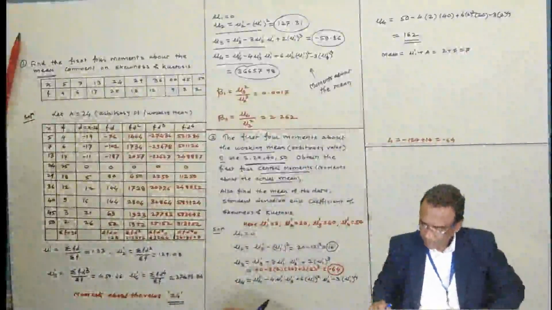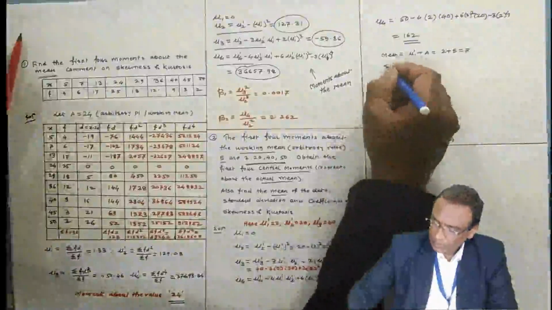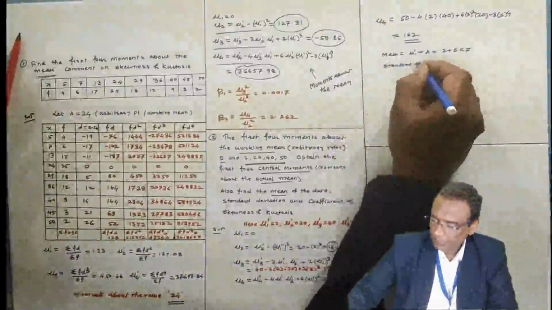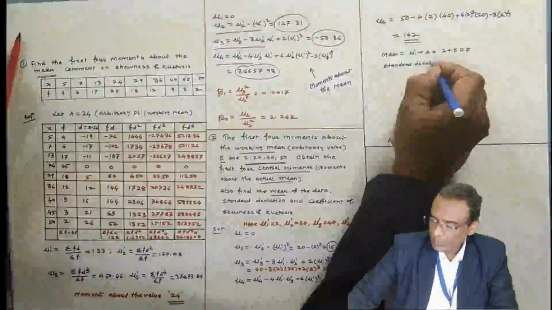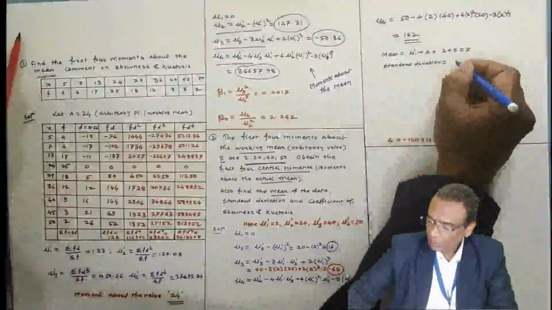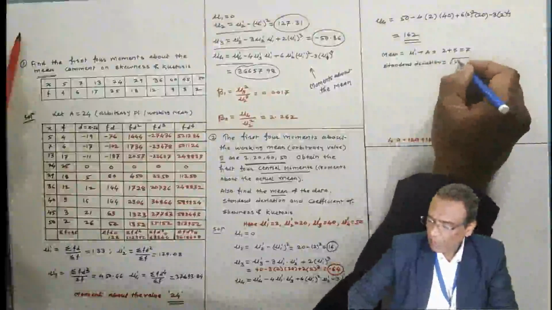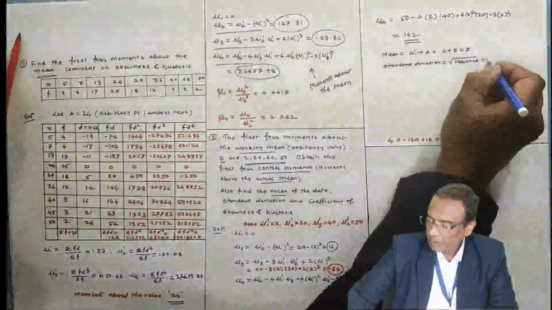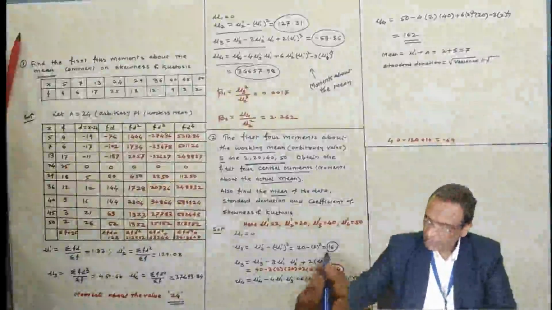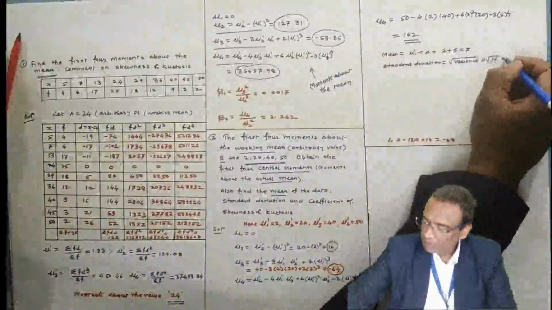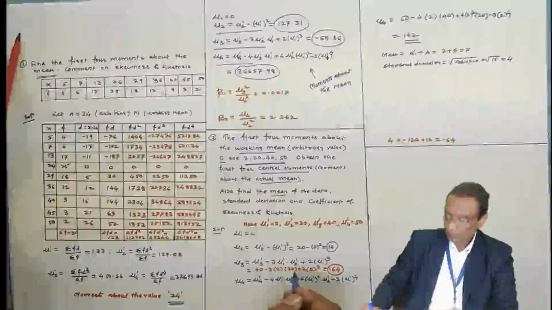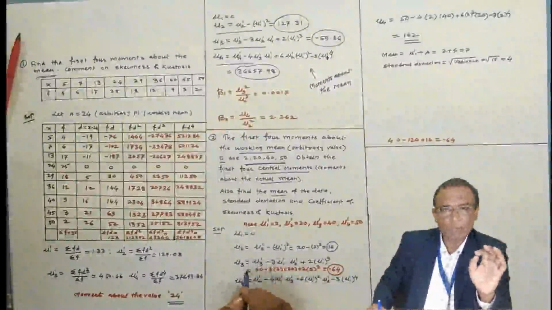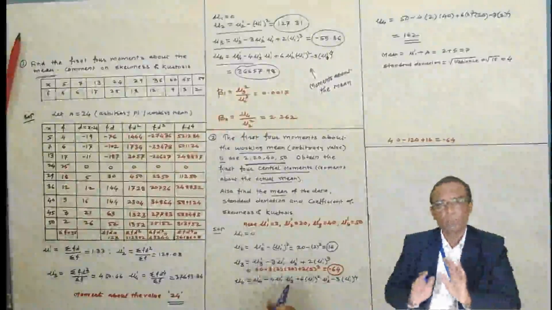What is the next thing? The standard deviation. What is it? It is the square root of variance, and the second moment about the mean gives us the value of the variance, which is 16, and the standard deviation is 4. Okay, the second moment is related to variance, the third moment is related to skewness, and the fourth moment is related to kurtosis.